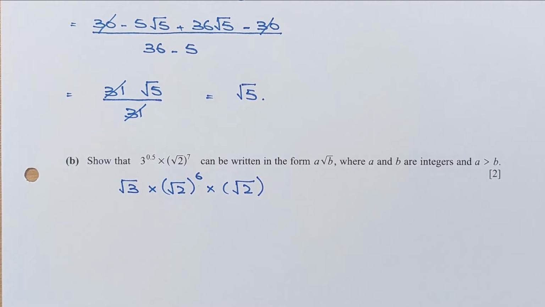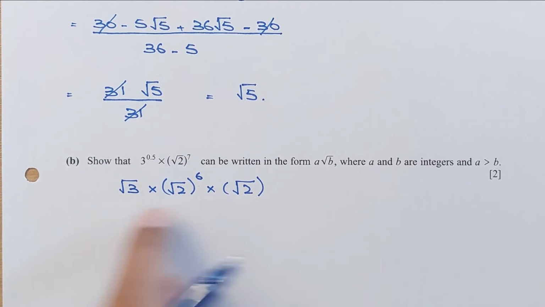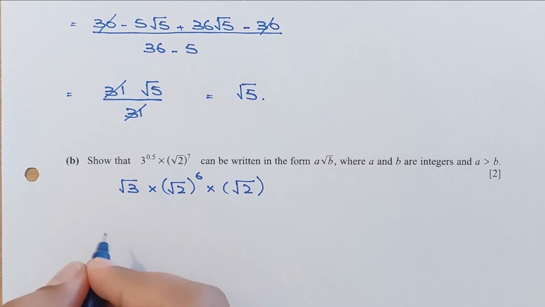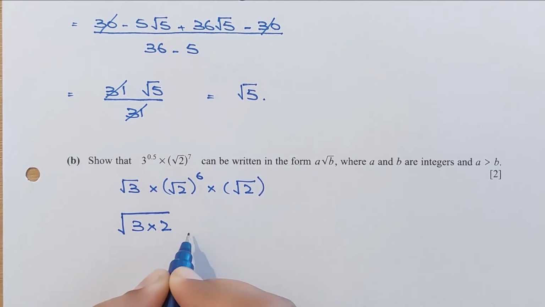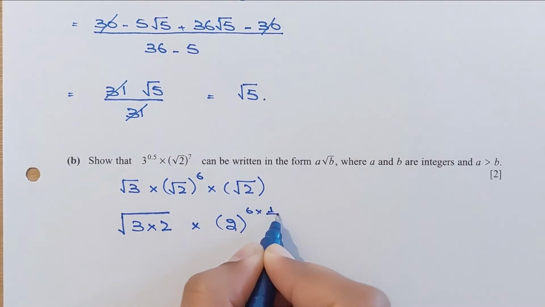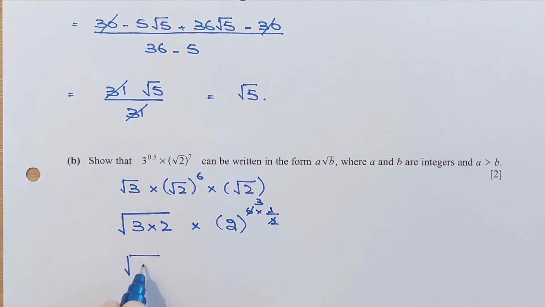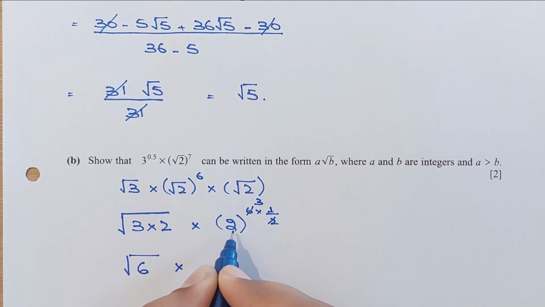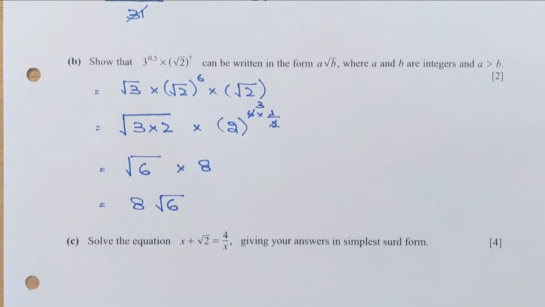Okay, so if I can put this 3 and 2 under the same square root. So we have square root of 3 times 2 and times we have 2 power 6 and 1 by 2. So this is square root of 6 and times by 2 cube is 8. So, or we can say this as 8 square root of 6. A square root of b. A is greater than b. 8 is more than 6.